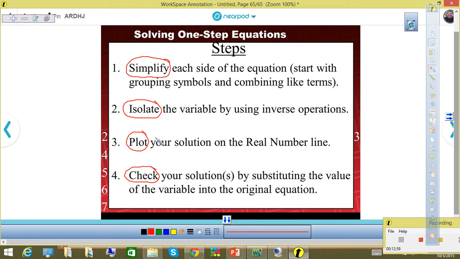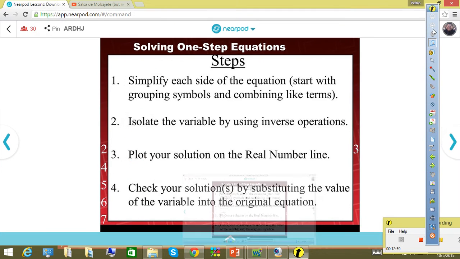Simplify, isolate, plot, check. Tell your neighbor the steps without reading. Bam. That was good. All right, so now check this out. So we got our steps. Now, before we continue, let me show you really quick what we're going to be looking at.